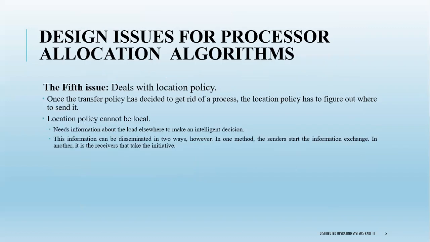The fifth issue deals with location policy. Once the transfer policy has decided to get rid of a process, the location policy has to figure out where to send it. Location policy cannot be local. It needs more information about the load elsewhere to make an intelligent decision. This information can be disseminated in two ways. In one method, the senders start the information exchange. In another, it is the receivers that take the initiative.